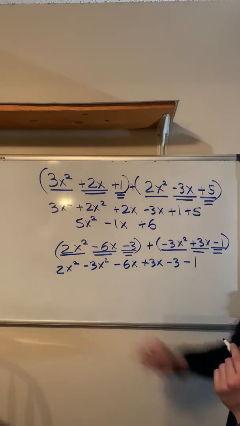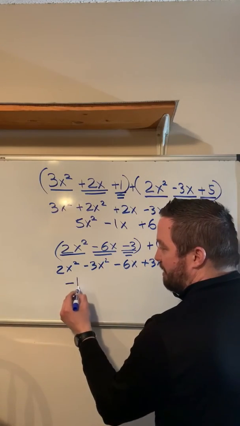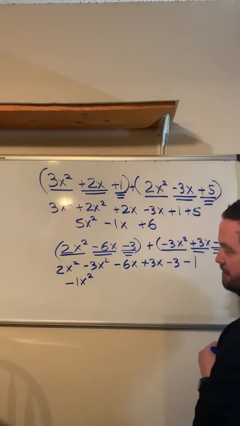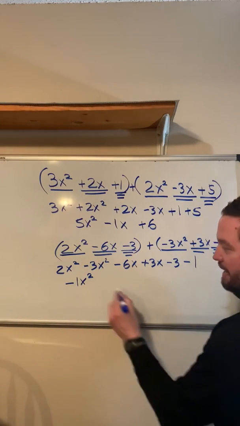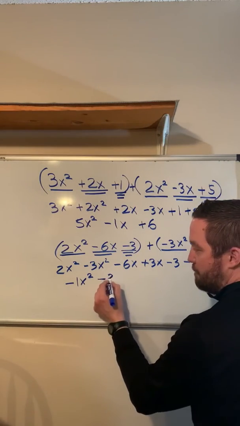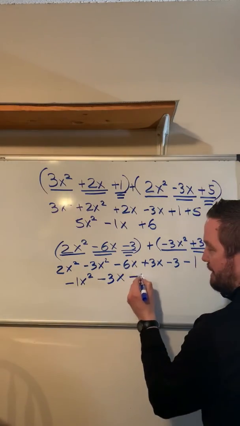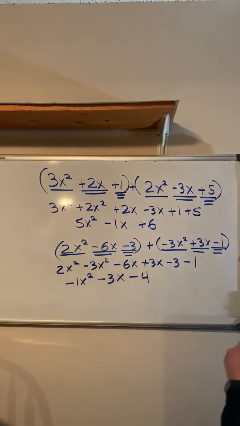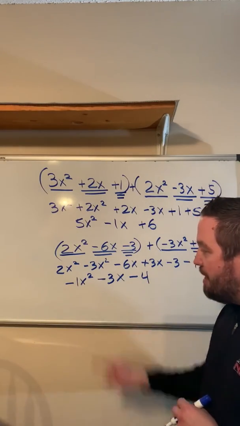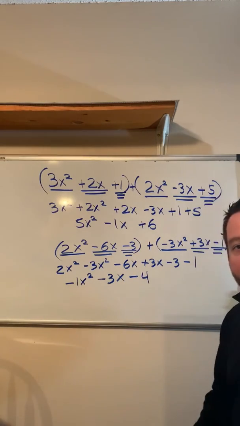So I've got my like terms of 2x squared minus 3x squared. That's going to give me an answer of a negative 1x squared. A negative 6x plus 3x: I've got more negatives than positives, and what separates 6 and 3 is 3, so that's a negative 3x. And then a negative 3 minus 1 is a negative 4. And we're all set. We've got 3 unlike terms: there's my x squared, x to the first, and my constant.